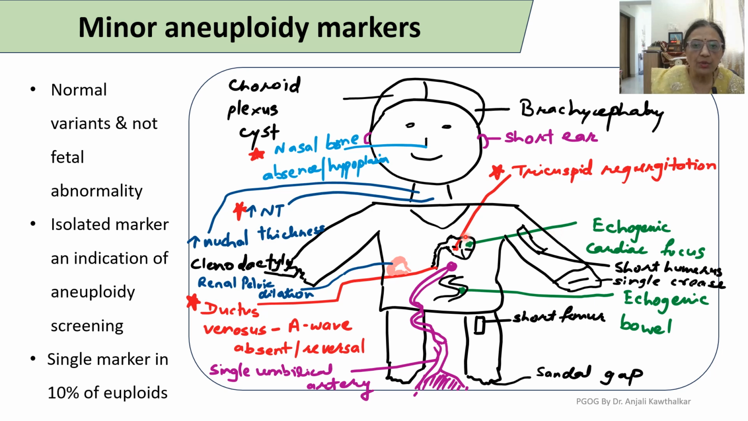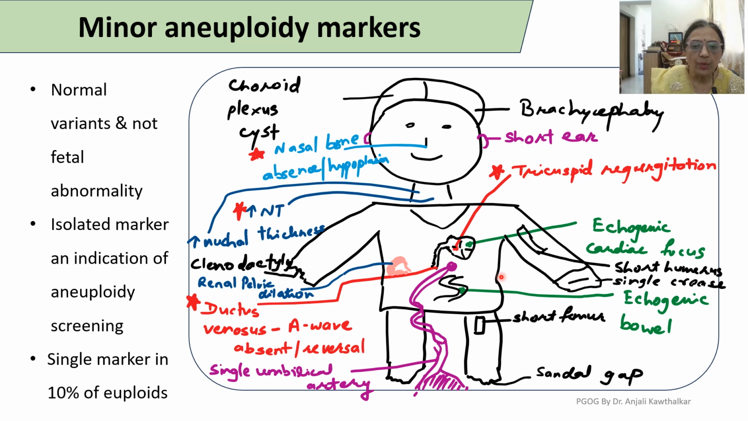So remember, in pairs you can remember: brain, then face and neck together. The face area, that is near nose and ear, so that you can form in your mind as a pair to remember. Neck region pair, NT and nuchal thickness. Choroid plexus cyst and brachycephaly is a pair for brain. Absence or hypoplasia of nasal bone and short ear is for the face region. Neck region we have two. Coming to the chest, we have two, tricuspid regurgitation and echogenic cardiac focus.